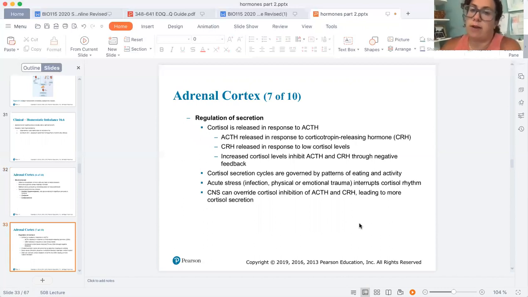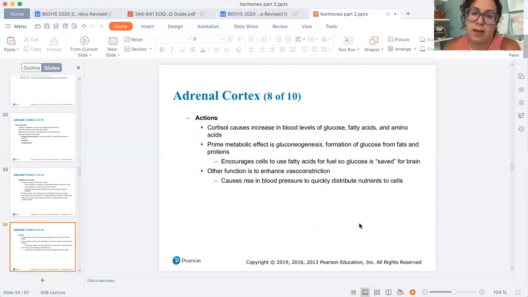The adrenal cortex is regulated by ACTH, and ACTH is regulated from the hypothalamus by corticotropin releasing hormone. The main object of the adrenal cortex for glucocorticoids, particularly cortisol, is to increase blood levels of glucose, fatty acids, and amino acids. It causes gluconeogenesis, which means formation of glucose from fats and proteins. When we have too much cortisol going, it can lead to weight gain because we're constantly having extra glucose and fatty acids. Our body doesn't use them because we're probably not needing them at that time, so we get weight gain.